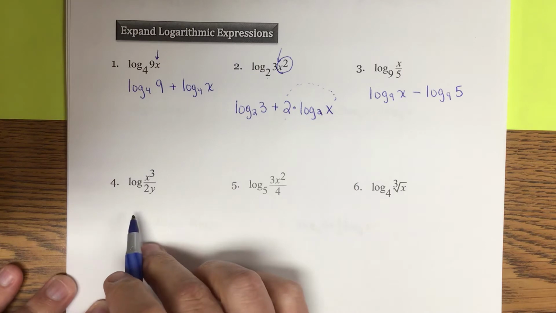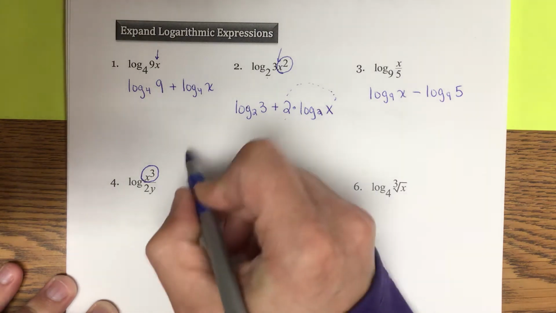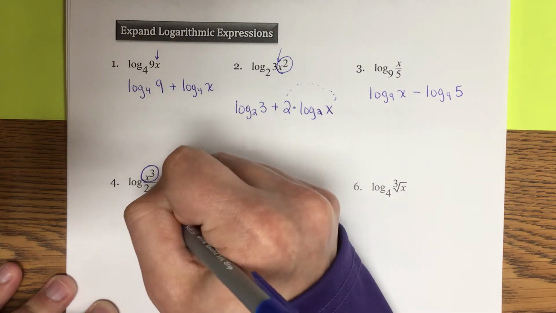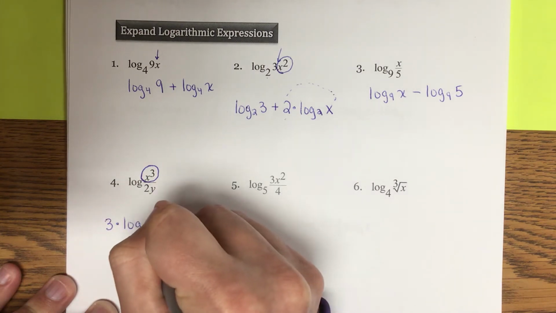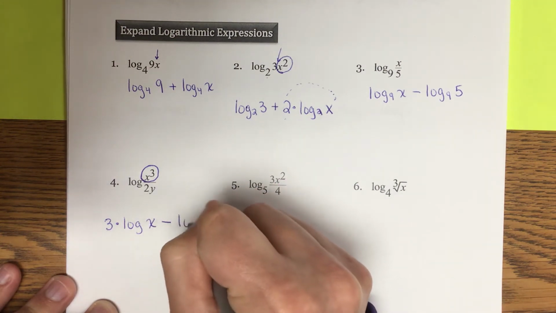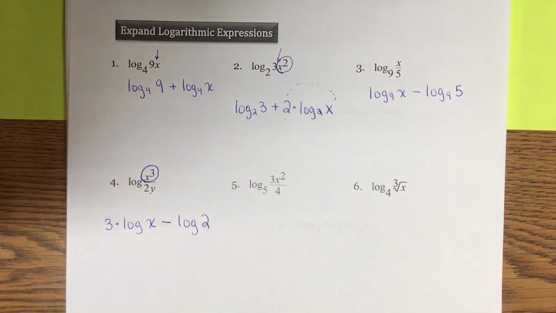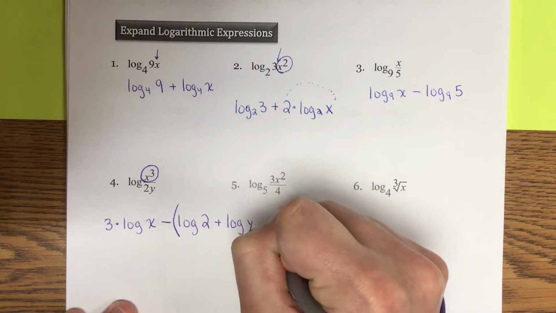For problem number 4, there are a couple different ways that you can write this, but you'll notice that the x has a power of 3. We have division, but then we also have two terms in the denominator. So I would start with 3 times the log of x. That's your numerator. Minus, because of division, log base 2. Now at this point you have a couple things that you can use as a final answer. Since the 2 and the y are together, if I put a set of parentheses around this log base 2, around this denominator, I could go ahead and put a plus sign here and then finish it with log of y.